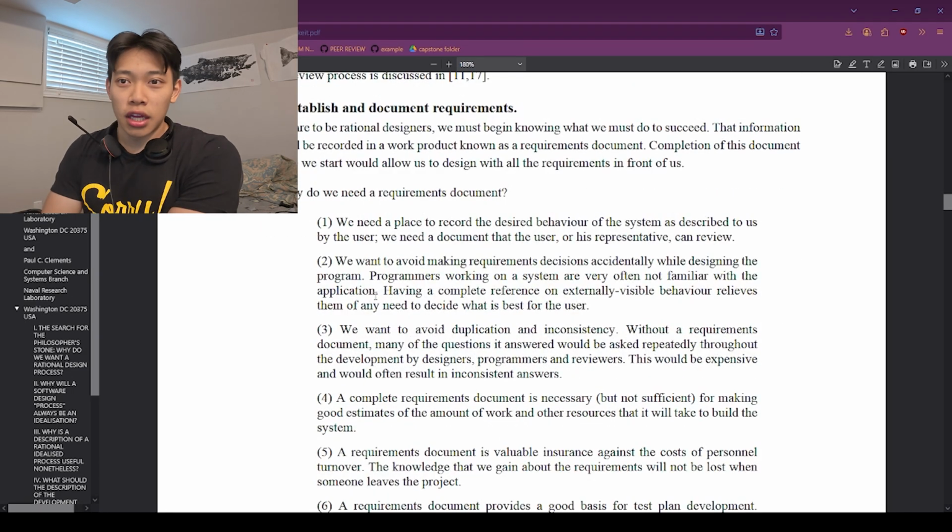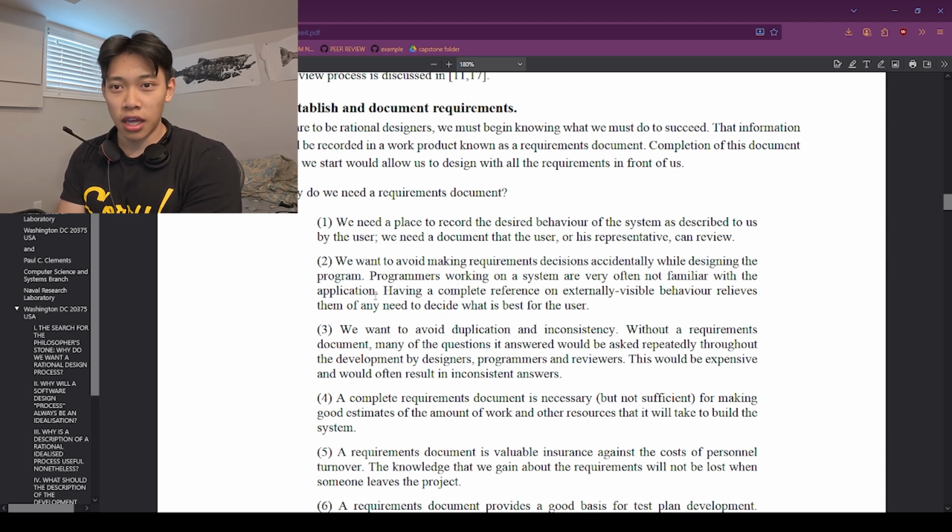A. Establish and document requirements. If we are to be rational designers, we must begin knowing what we must do to succeed. That information should be recorded in a work product known as the requirements document. Completion of this document before we start would allow us to design with all the requirements in front of us.